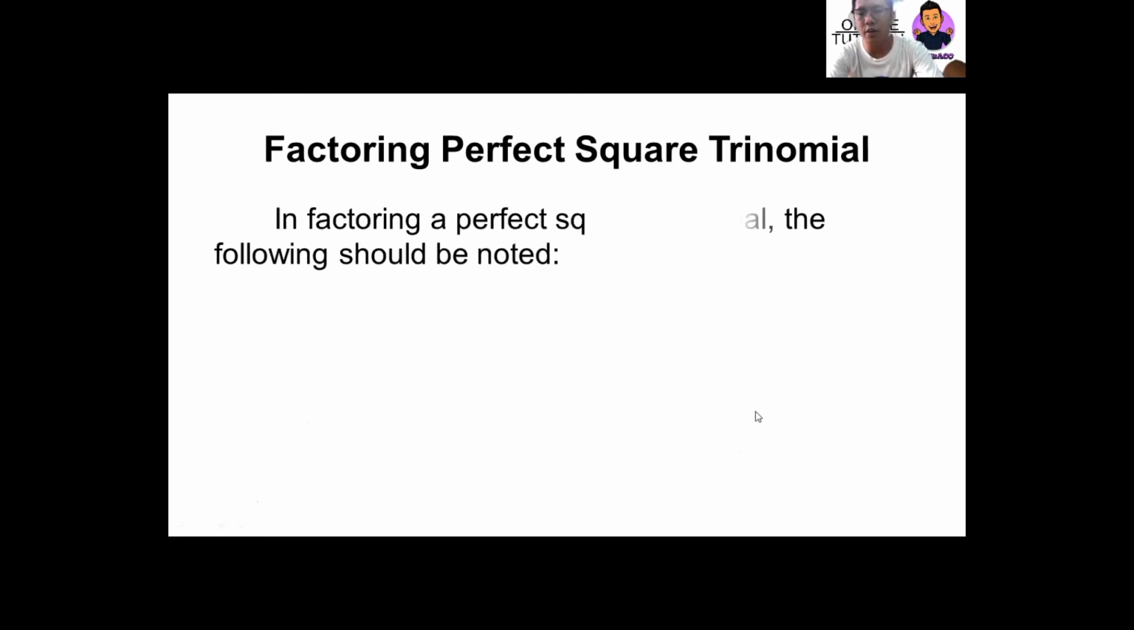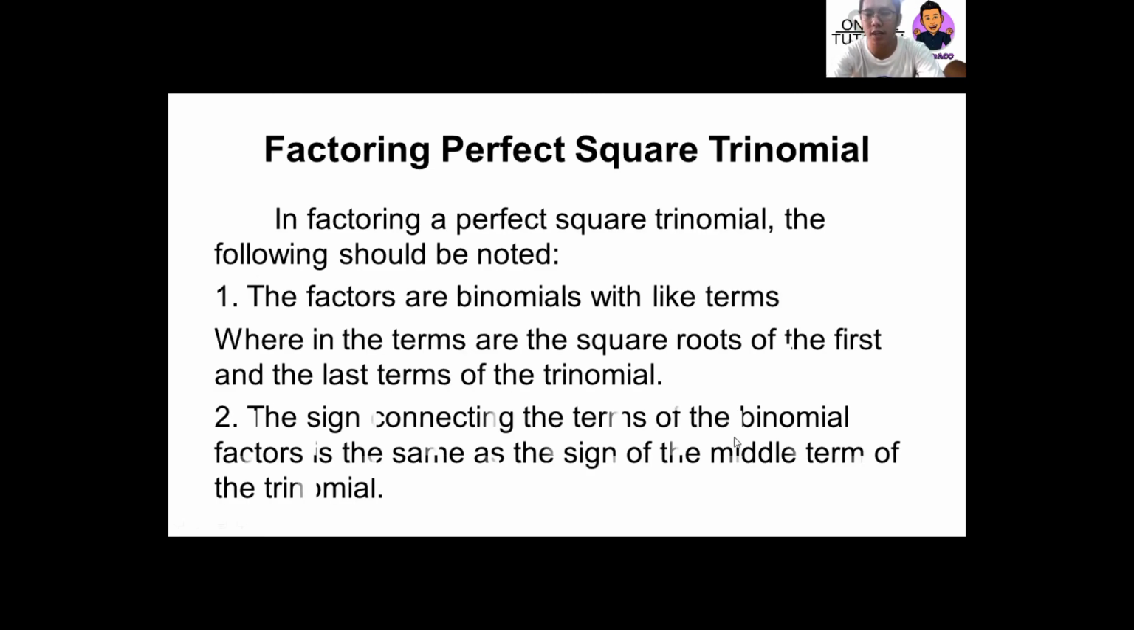Okay, so in factoring a perfect square trinomial, the following should be noted. First, number 1, the factors are binomials with like terms, wherein the terms are the square roots of the first and the last terms of the trinomial. So we will just find the square root of the first and the last term. Next, the sign connecting the terms of the binomial factors is the same as the sign of the middle term of the trinomial. So if the sign of the middle term of the trinomial is positive, then the sign connecting the terms of the binomial is also positive.